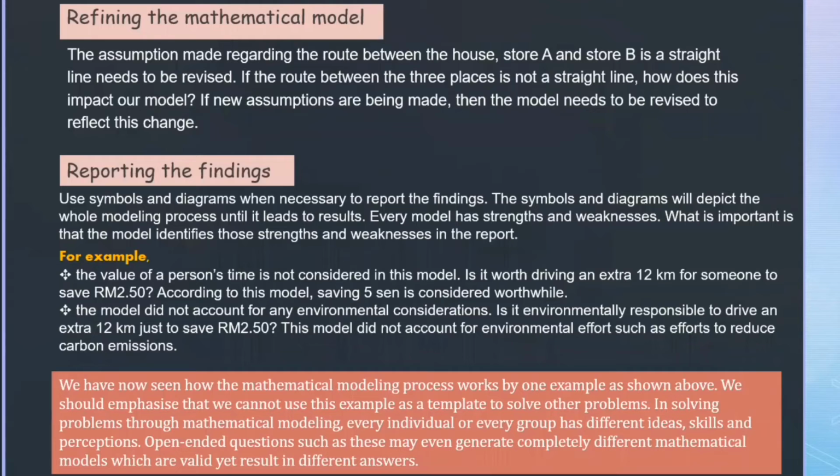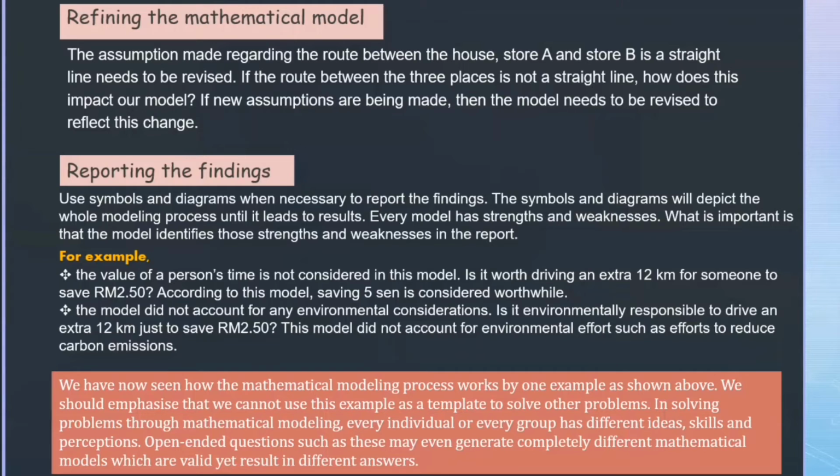If the route between the three places is not a straight line, how does this impact our model? If new assumptions are being made, then the model needs to be revised to reflect this change. Reporting the findings. Use symbols and diagrams when necessary to report the findings. The symbols and diagrams will depict the whole modeling process until it leads to the result.